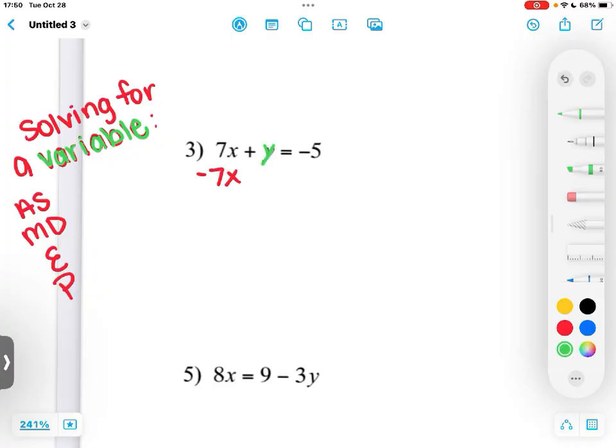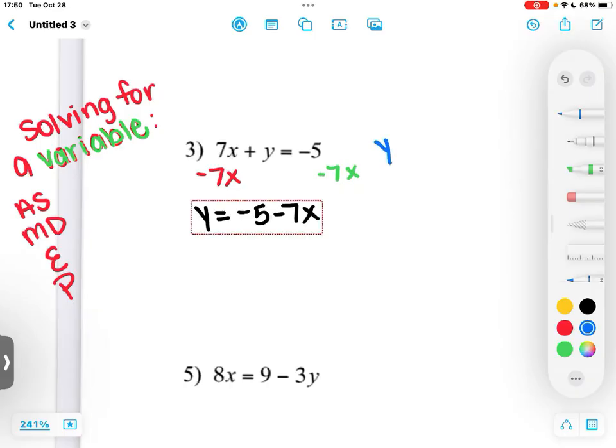For this one, getting y by itself, it is a positive 7x plus y. To get rid of that 7x, you have to subtract it on both sides, meaning that this is going to turn into y equals a negative 5 minus 7x.